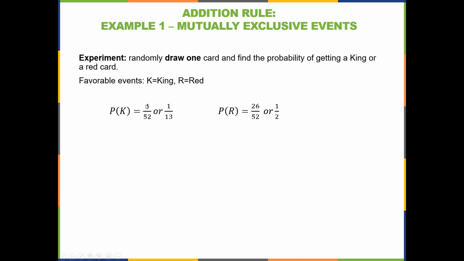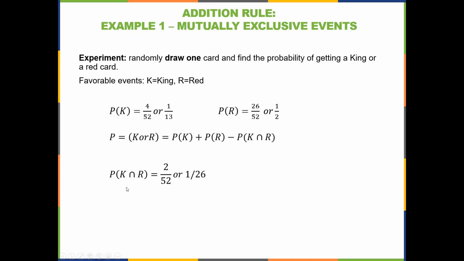The probability of a king is 4 out of 52, which is a reduced fraction of 1 out of 13. The probability of getting a red card is 26 out of 52, or reduced 1 out of 2. Now, because they have different denominators in reduced form, it's going to work out in this example for us to use the unreduced versions since they have common denominators.